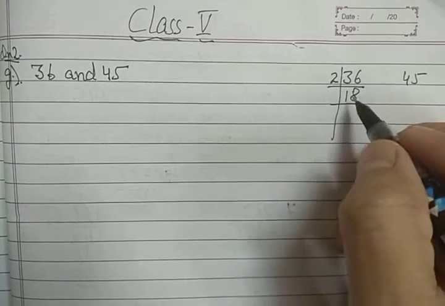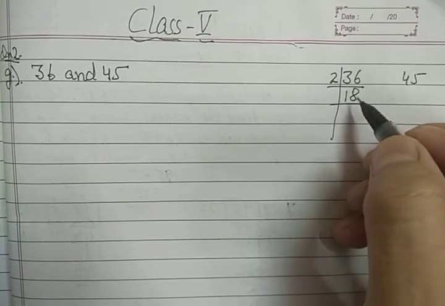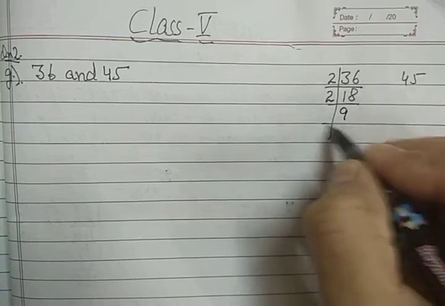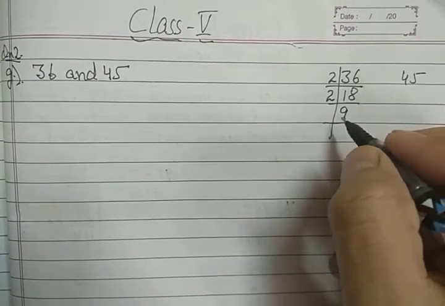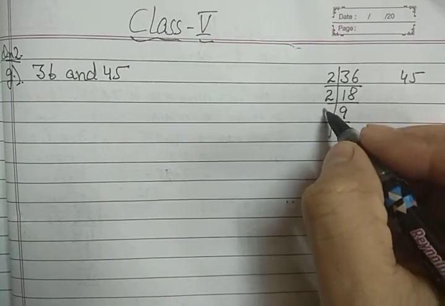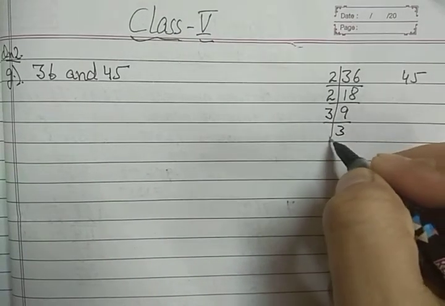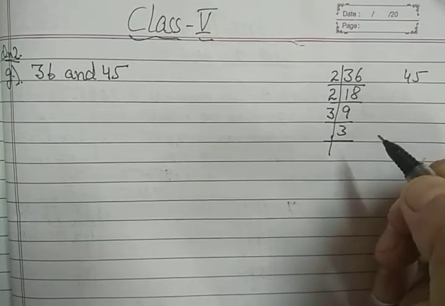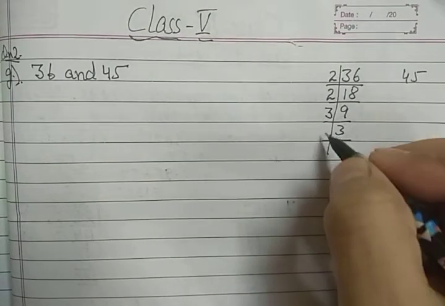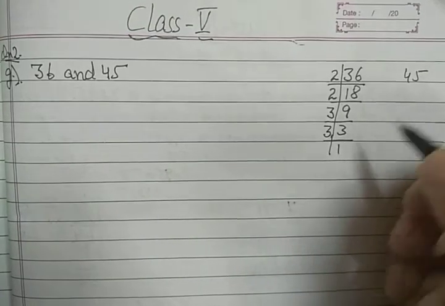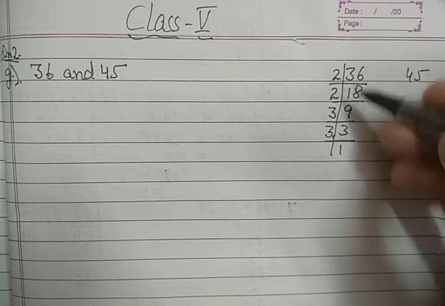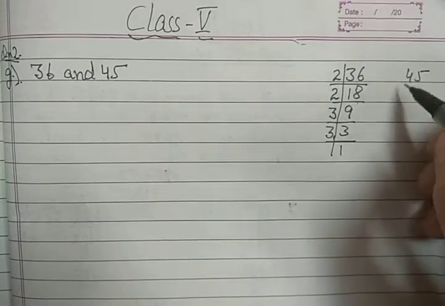Now again 18 is an even number. It comes in the table of 2. So 2 9s are 18. Then 9 is an odd number, so it will not come in the table of 2. So recite the table of 3: 3 3s are 9. And now 3 is a prime number, so it will not come in any other number's table. So 3 1s are 3. And now we get 1. So this is the prime factorization of 36.